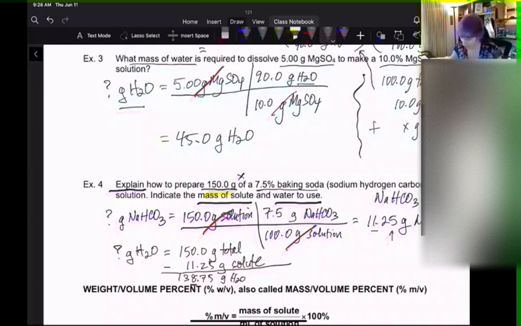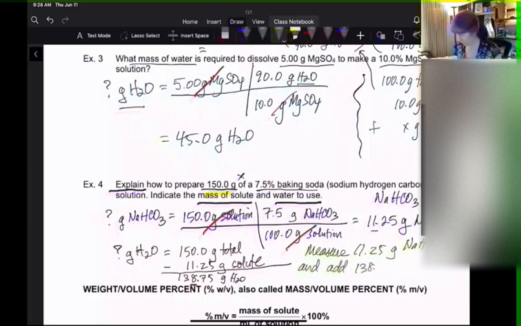So let's put it together with our words. There's a couple ways you could do it. We could say and add 138.75 grams of water. Yeah, that works. What we do not say is add 150 grams of water because then our total will be too high.